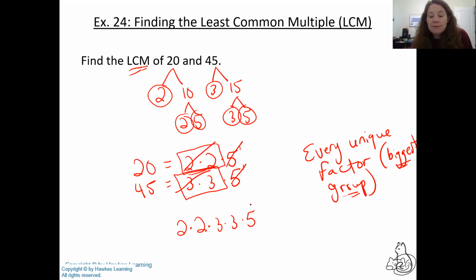So I'm not going to use 5 twice. I'm going to use just the biggest group of 5s. The biggest group is 1. I'm going to write down 1 5. It represents all of the 5s. So now on my calculator, I'm going to multiply 2 times 2 times 3 times 3 times 5, and my answer is 180. So 180 is the least common multiple of 20 and 45.